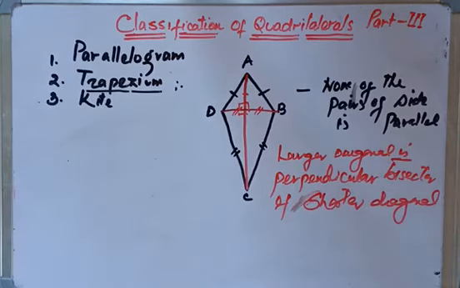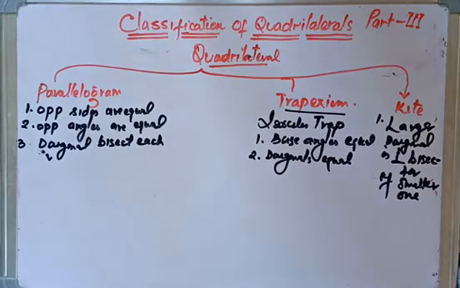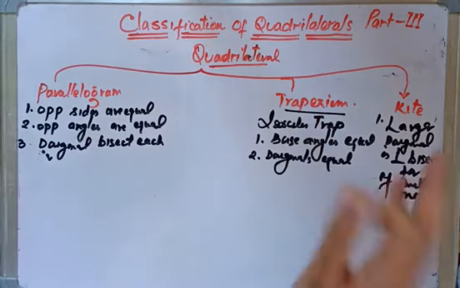Okay, this finishes our classification of quadrilaterals. Let's now revise the contents of the previous videos. Let's have a quick revision of this classification of quadrilaterals that we discussed in the 3 videos. We classified the quadrilaterals into 3 broad types: parallelogram, trapezium, and kite. In a parallelogram, both pairs of opposite sides are parallel. In a trapezium, only one of the pairs of opposite sides is parallel, and in a kite, none.